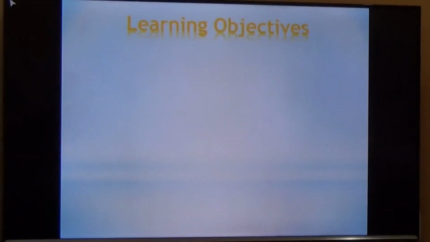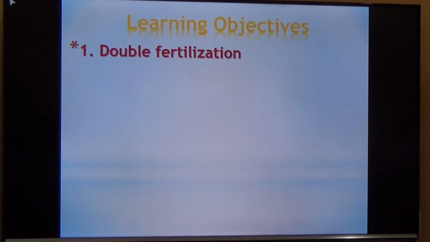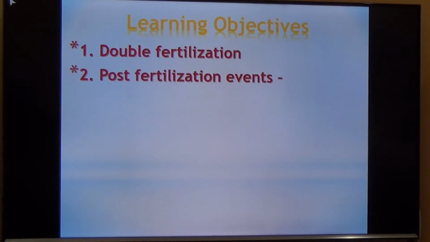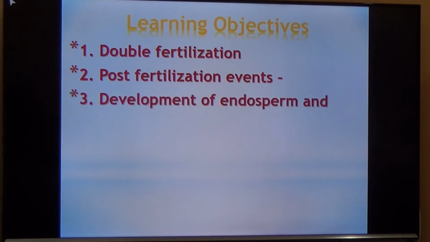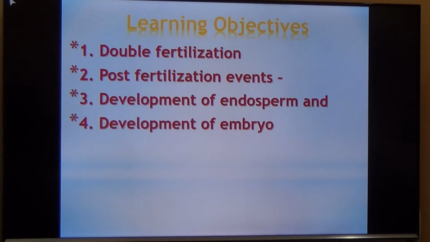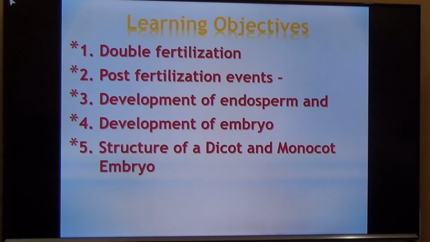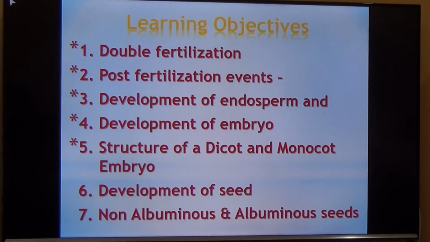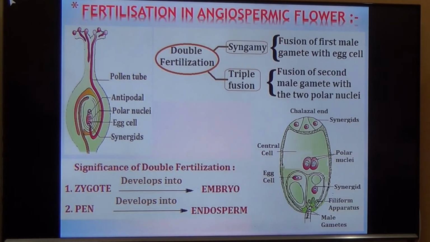In today's discussion, we will learn the process of double fertilization in angiosperms. We will also learn the post-fertilization events, that is, development of endosperm and development of embryo. We will also learn about the structure of a dicot and a monocot embryo. Then we will learn about the development of a seed. At the end of our discussion, we will also learn about the differences between albuminous and non-albuminous seeds. So let's start our discussion with the process of fertilization in angiosperms.